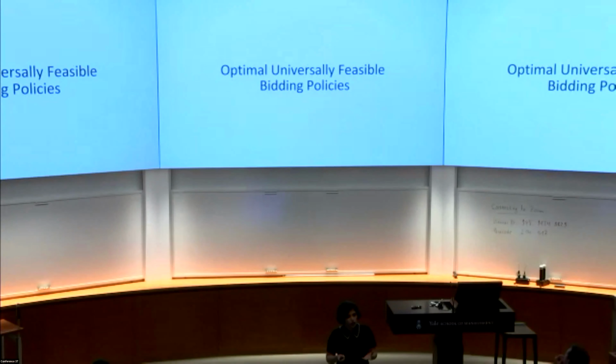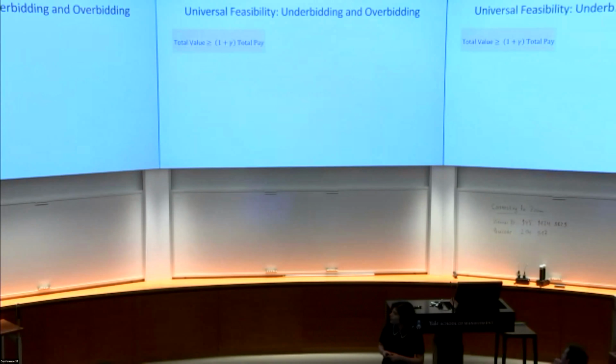Now let's get to the first question. Let's try to understand how these optimal universally feasible policies would look. Okay, so to explain that, I'm going to introduce the concept of underbidding and overbidding, which, as we'll see, is very well connected to the ROI constraint, the return on investment constraint that I defined. And this underbidding and overbidding concept allows me to characterize a class of the policies.